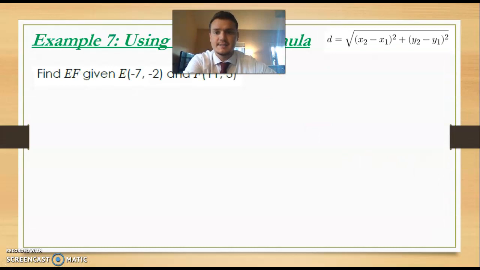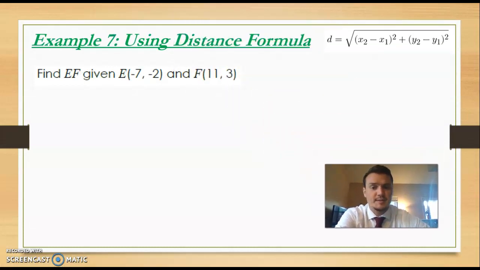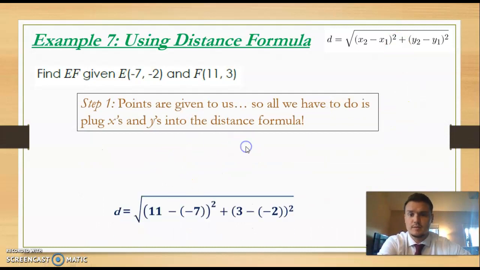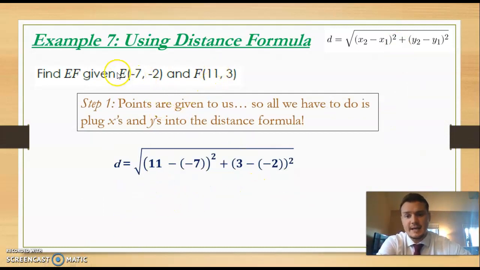All right, one last example here. This would be pretty similar to what you have to do on the assignment, where they just give you the 2 points, so you don't have to worry about labeling them. Honestly, you just have to take your x's and plug them into the formula. So it would look a little bit like this. Again, alphabetically, F comes after E, so I would say that F is my point 2. So the 11 would go where my x2 is, and then I would subtract a -7, squared, plus 3 minus a -2. Simplify.